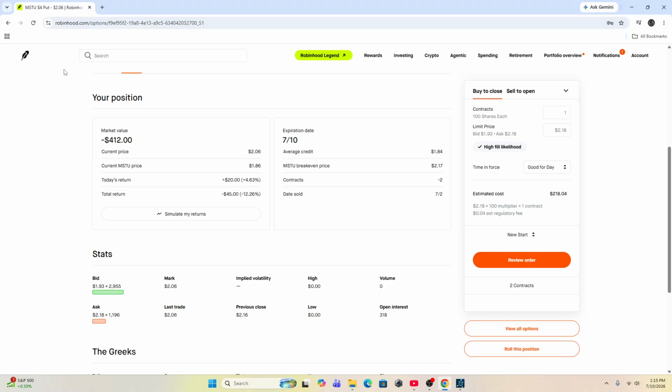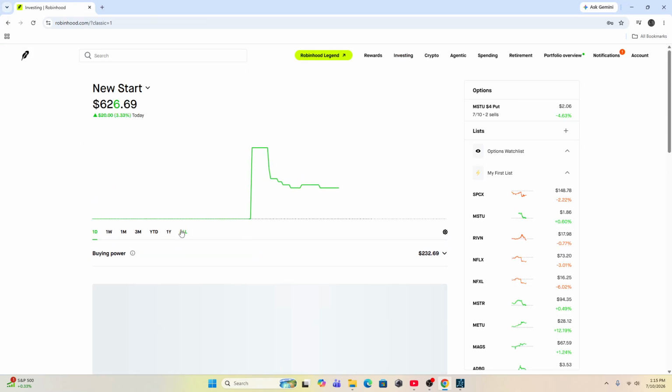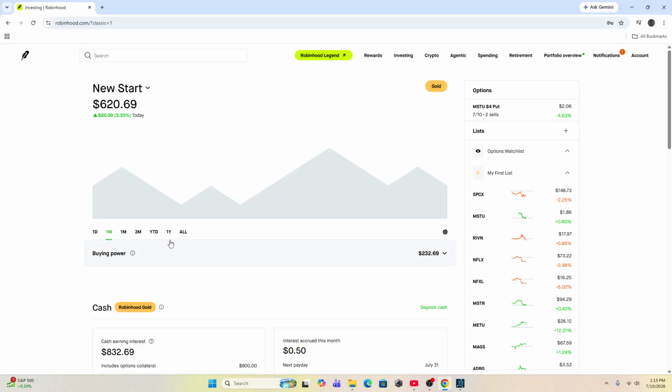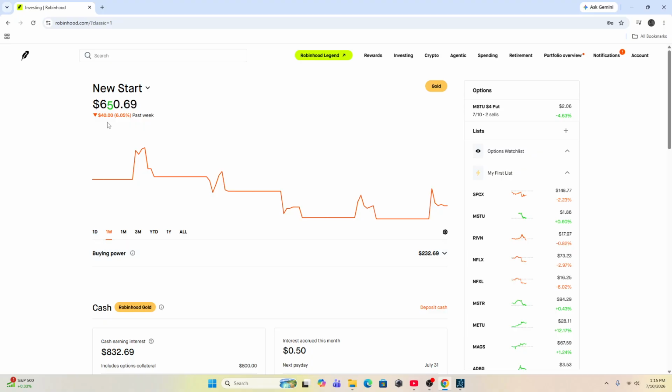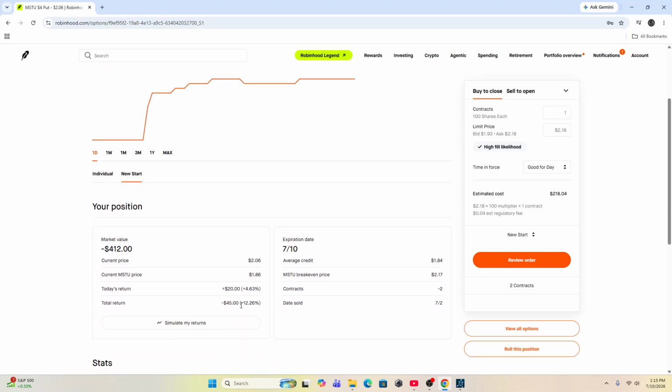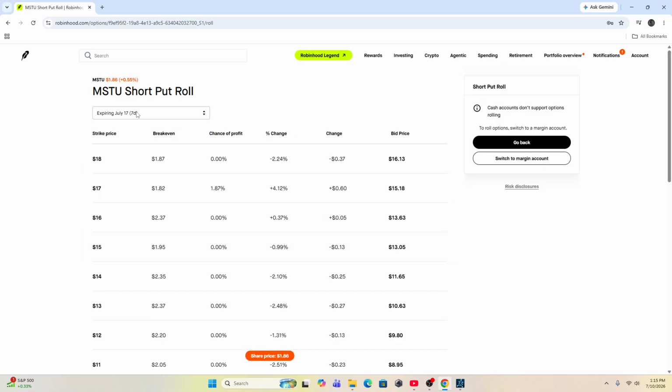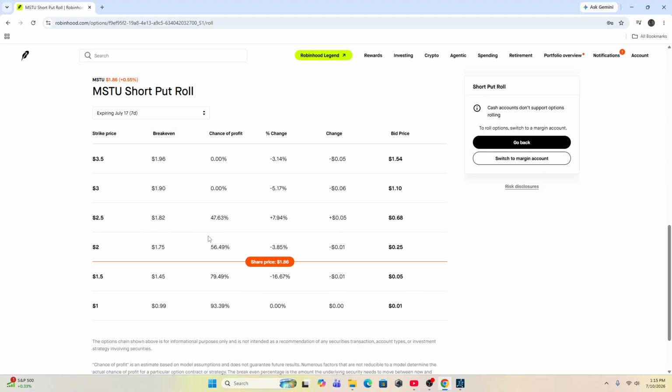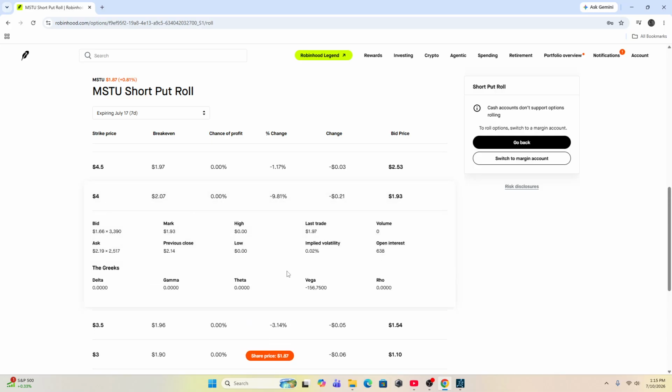So if we look here, basically it's down $40 at 620, and here it is down $45 in total. So we're going to roll that out to next week, which is July 17th. And we'll roll it out to that same one, that $4 one.